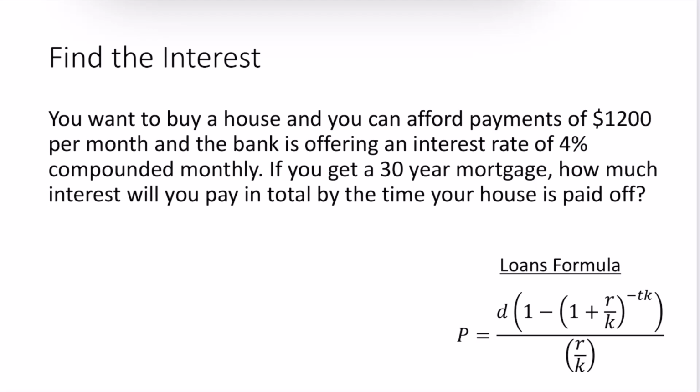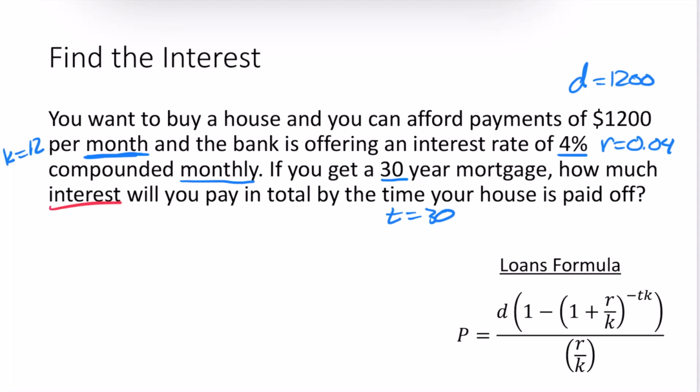Okay, so in this problem, it says you want to buy a house and you can afford payments of $1,200. So D equals $1,200 per month. So K equals 12. And the bank is offering an interest rate of 4%. So R equals 0.04. Compounded monthly, and that's good that the interest is being compounded at the same rate that the payments are happening. And then it says if you get a 30-year mortgage, so T equals 30, how much interest will you pay in total by the time your house is paid off?